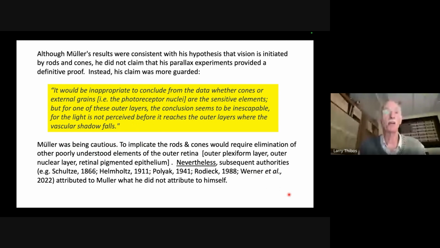Nevertheless, this is an important part: subsequent authorities put words into Müller's mouth. People like Schultz, who wrote a definitive treatise in 1866, Helmholtz, the great Helmholtz, Polyak's treatise, everybody quotes Polyak in the 20th century, and also Rodieck.